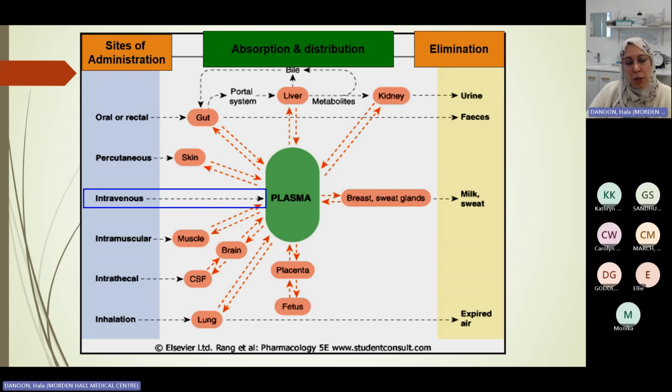Then it will go into the plasma, and then if you look on the right-hand side, this is where we start to balance things with the plasma, where we start to excrete more through the kidneys and through sweat and the breast glands. And some of them will go through feces as well. So you absorb, distribute, and then you eliminate.